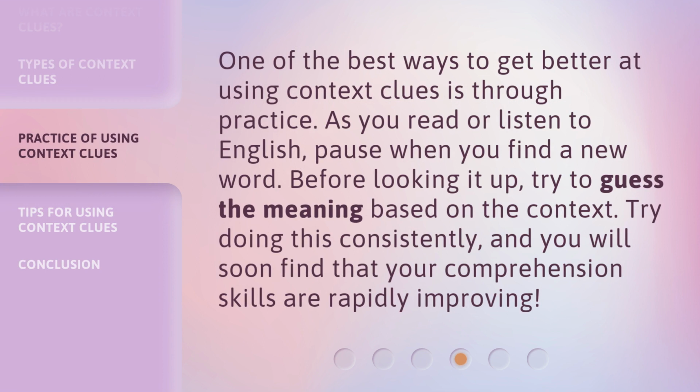One of the best ways to get better at using context clues is through practice. As you read or listen to English, pause when you find a new word. Before looking it up, try to guess the meaning based on the context. Try doing this consistently, and you will soon find that your comprehension skills are rapidly improving.